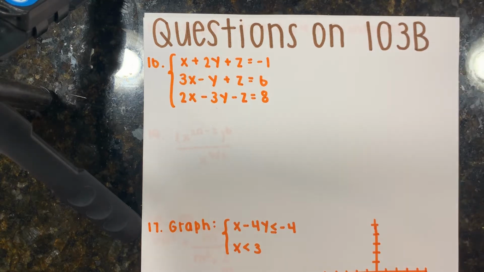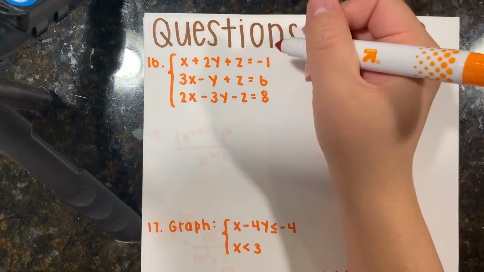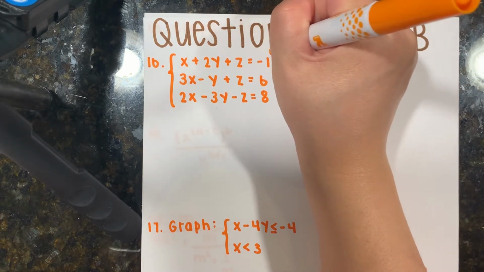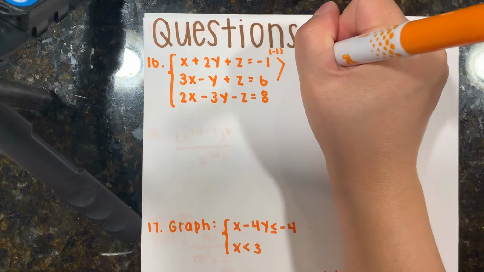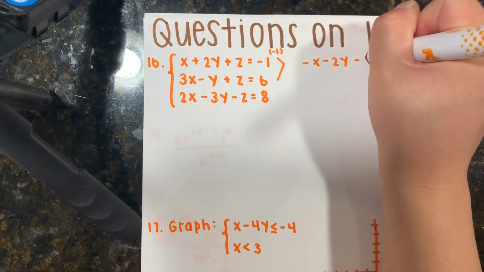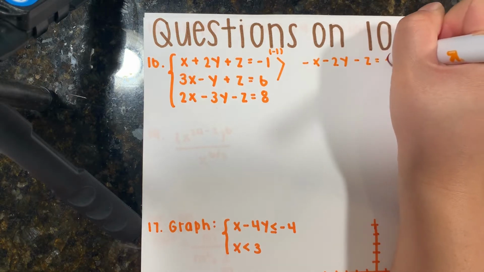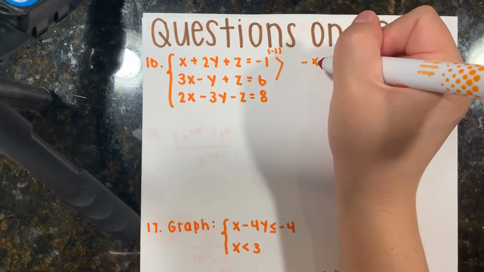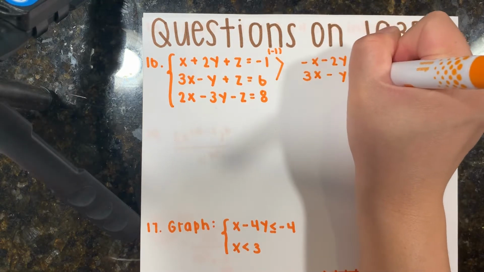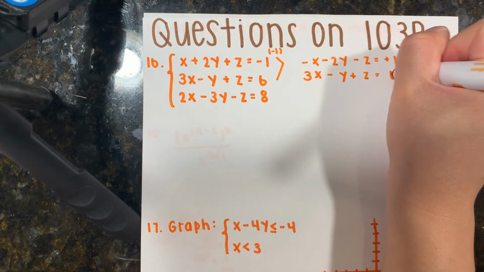Okay, so for number 16, the first thing that we're going to do is we want to add the top two equations together and eliminate one of the letters. And what I'm going to do is I'm going to actually add the top two, and I'm going to multiply the top one by -1. That would give me negative x minus 2y minus z equals positive 1. My middle equation I'm going to leave the same at 3x minus y plus z is equal to 6.